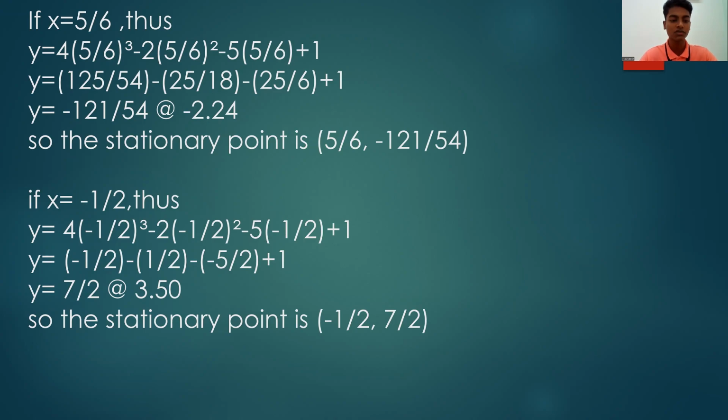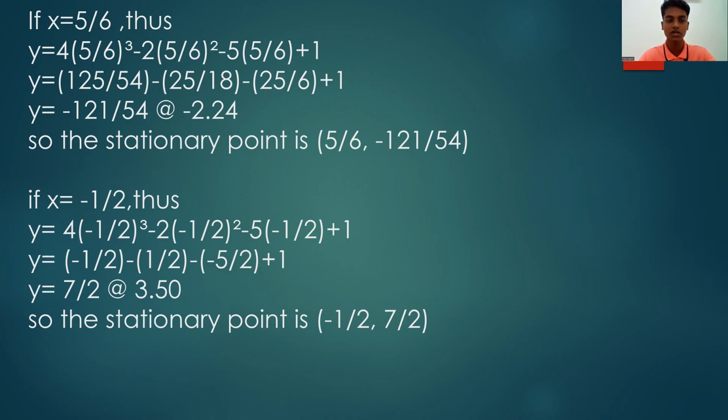So we use 4 times (-1/2)^3 minus 2 times (-1/2)^2 minus 5 times -1/2 plus 1. So the value for y should be 7/2 or 3.50. So the second stationary point of our graph should be (-1/2, 7/2).